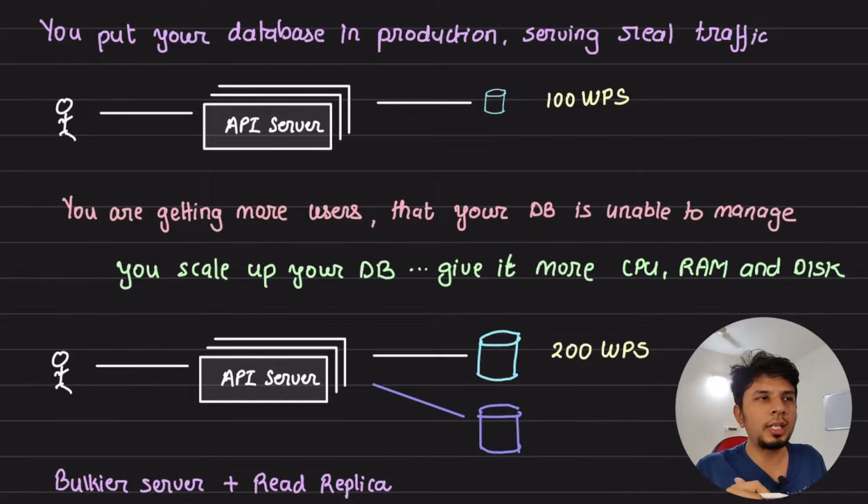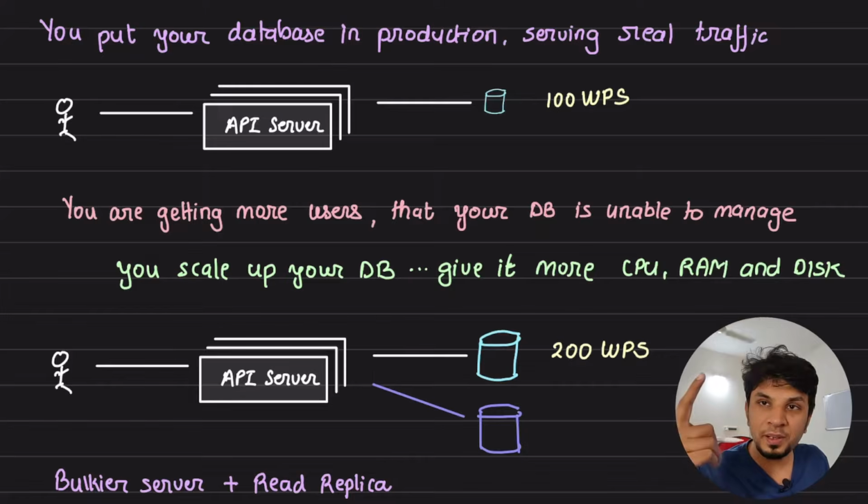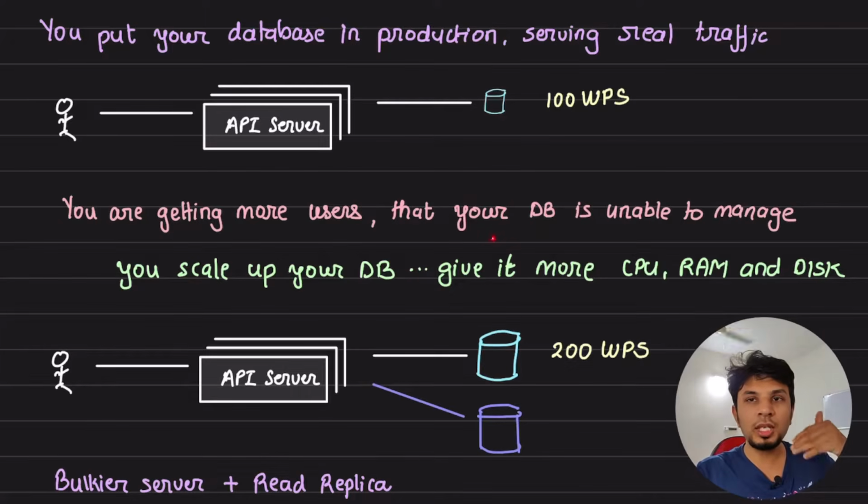So then what did you think? Hey, now that I'm getting more traffic, let me scale up my instance. This is where vertical scaling comes into play, where you start small, but as you see more continuous traffic or more consistent traffic, you would want to scale up your database, which means you give your database more CPU, more RAM, more disk.